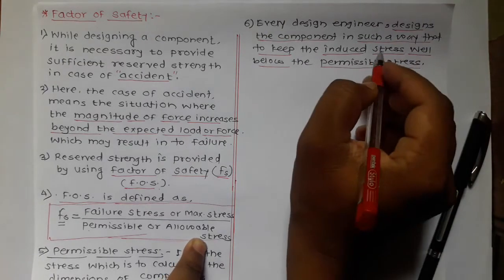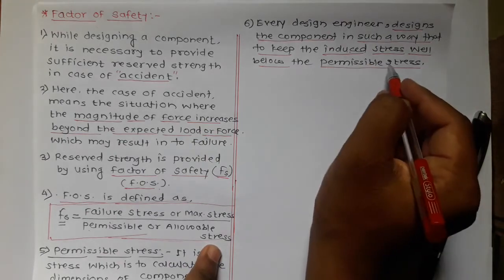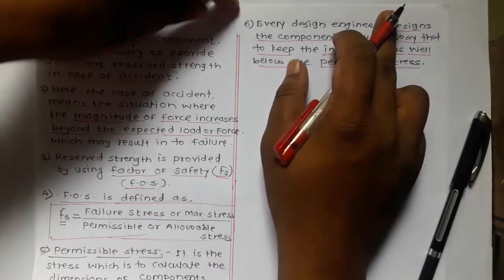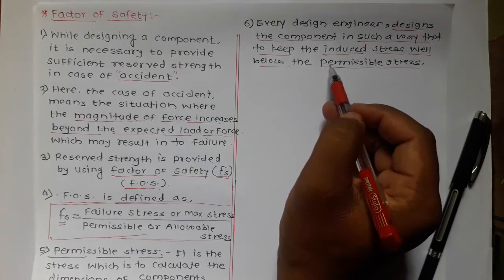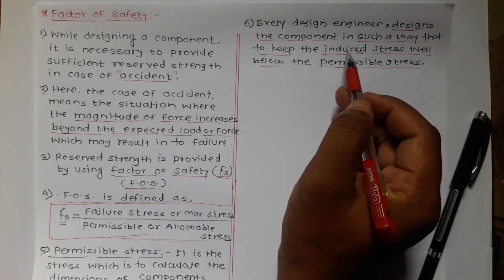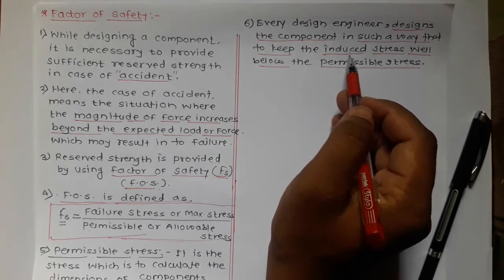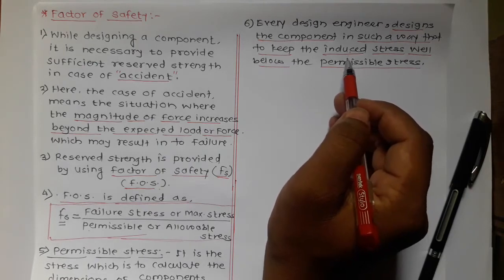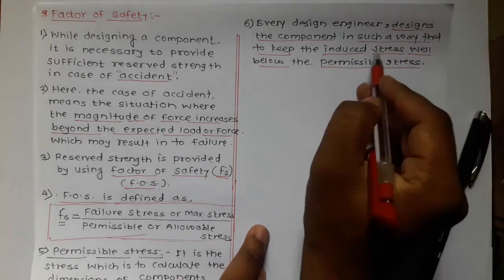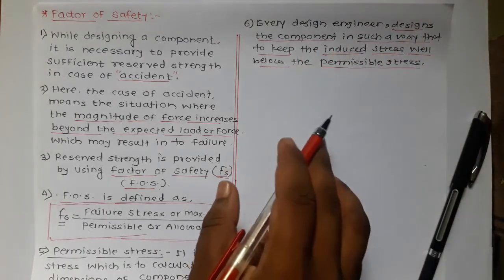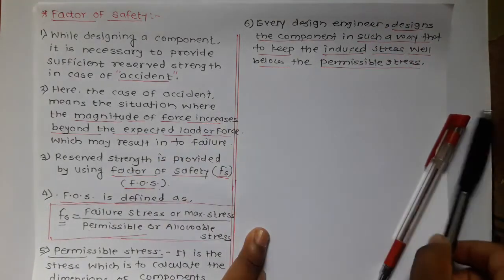Okay, if such a thing occurs, that means if the induced stress is less than the permissible stress, then the designer calls such a design a safe design. So remember that when the induced stress is less than the permissible stress, then and only then the designer says that the design is safe. Otherwise that design is not safe. Or a design engineer can say that if the induced stress is not less than the permissible stress, that design is not safe. Okay, so this is about the permissible stress.